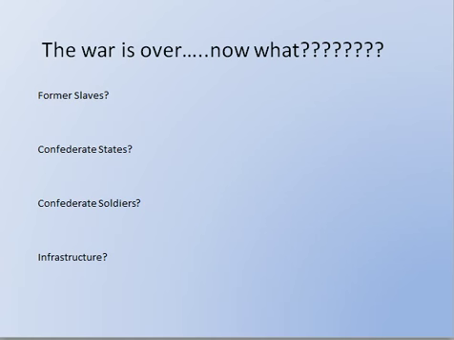Confederate states and soldiers. These are people that we were fighting against. We were just shooting at them a year ago. Now we have to unite under one flag. How are we going to do that? How are they going to be readmitted into the Union? Are we going to trust them? What do we do with them?